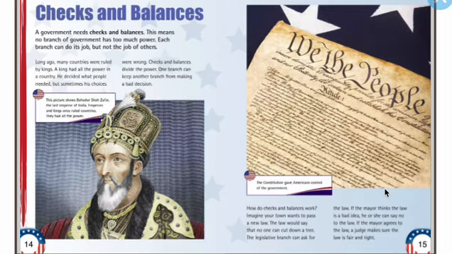But we also have something called checks and balances, because a government needs checks and balances. This means that no government has too much power, or no branch of the government has too much power. Each branch can do its job, but it can't do the jobs of the others.